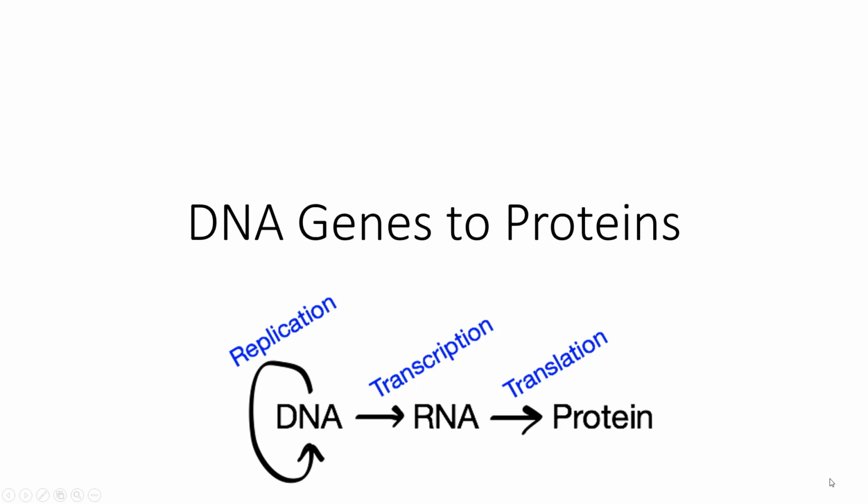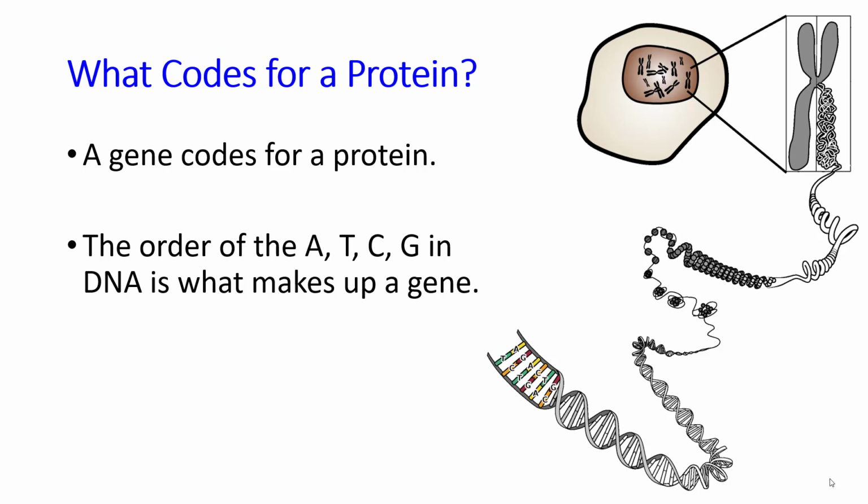Let's discuss genes and proteins. So what codes for a protein? A gene found on the DNA molecule. The order of those A's, T's, C's, and G's on DNA is what makes up a gene. Those adenines, thymines, guanines, and cytosines, those nitrogenous bases, are what make up a gene.